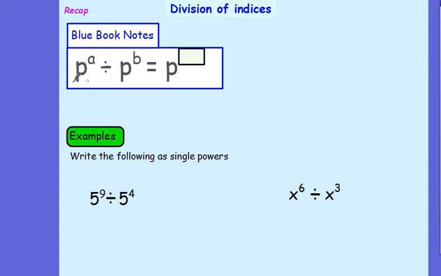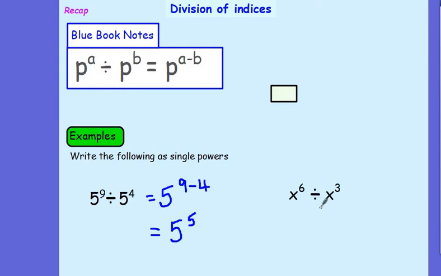We said that we had some kind of base p to a power of a, divided by the same base, p again, to the power b, was equal to what? P to the power what, Dylan? Can you remember? We said it was p to the power a take away b. For example, if I've got 5 to the power 9 divided by 5 to the power 5, I can write this as 5 to the power of 9 take away 5. I can write it as 5 to the power of 4.